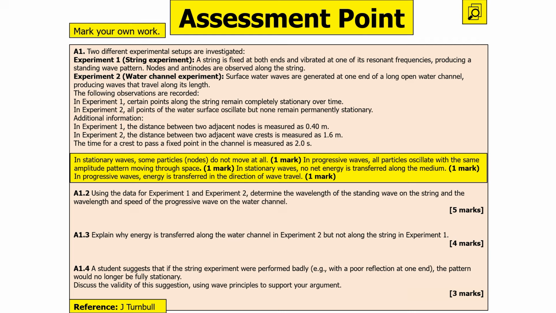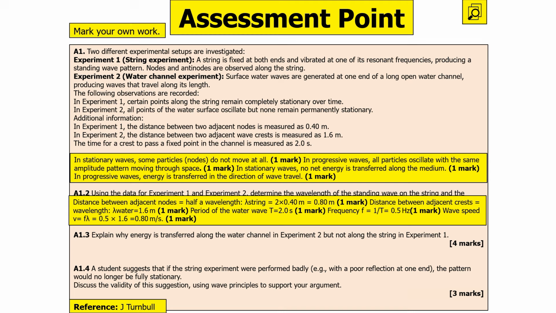The distance between adjacent nodes is half a wavelength, so the wavelength on the string is 2 times 0.40 meters, or 0.80 meters. The distance between adjacent crests is a wavelength, so the wavelength of the water wave is 1.6 meters. The period of the water wave is 2 seconds. Frequency is 1 over the time period, so it's 0.5 hertz. The wave speed is the frequency times the wavelength, 0.80 meters per second.